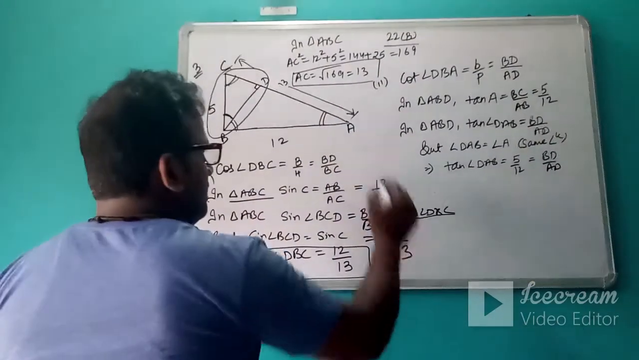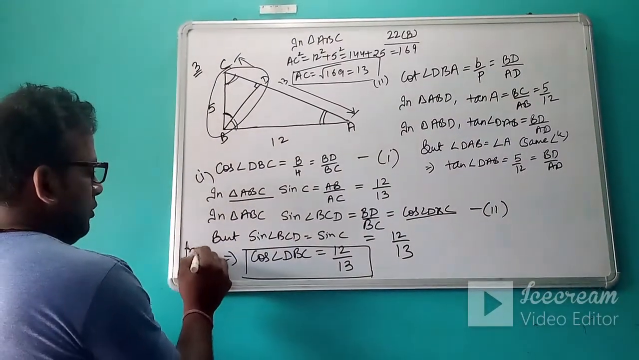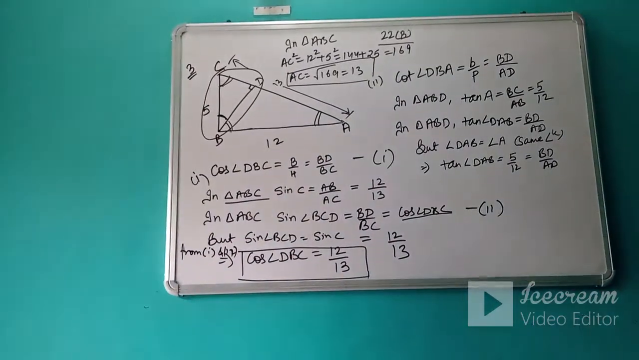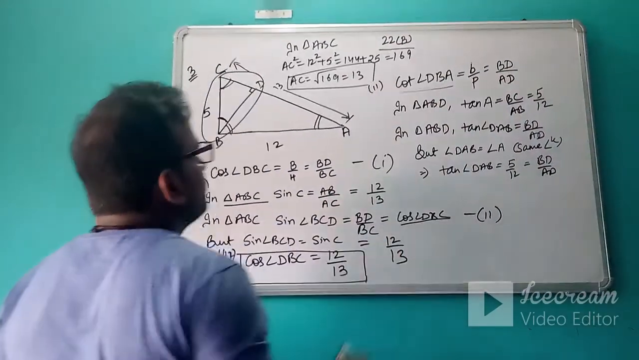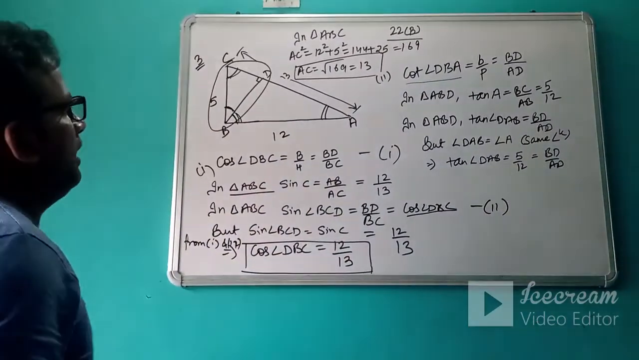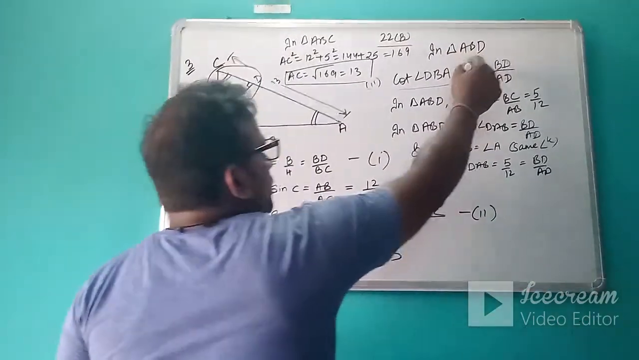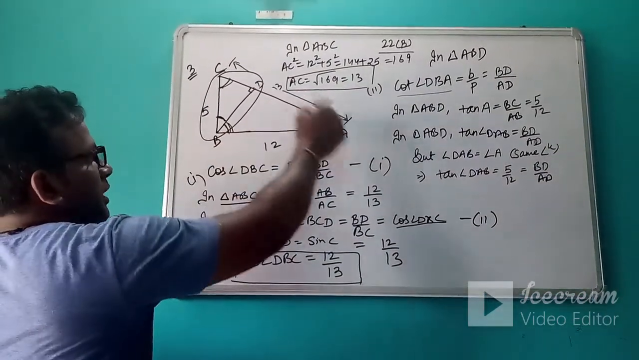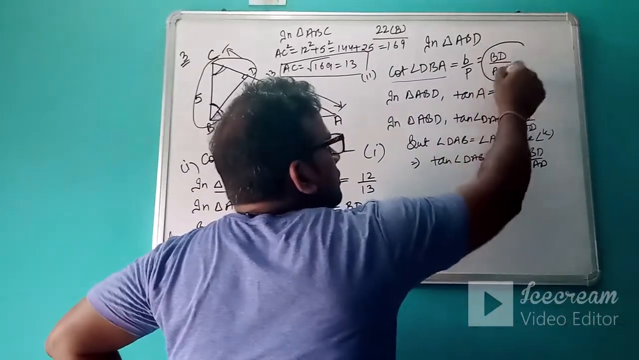If I take this as first and that as second, we can write from 1 and 2, our cos angle DBC is 12 upon 13. Second, we have to find the value of cot of angle DBA. So this is our angle DBA, in triangle ABD. When I write cot in triangle ABD, cot is base upon perpendicular. So for this angle B, this is your base BD, and this is your perpendicular AD. Now again we will try to find the value of this ratio.